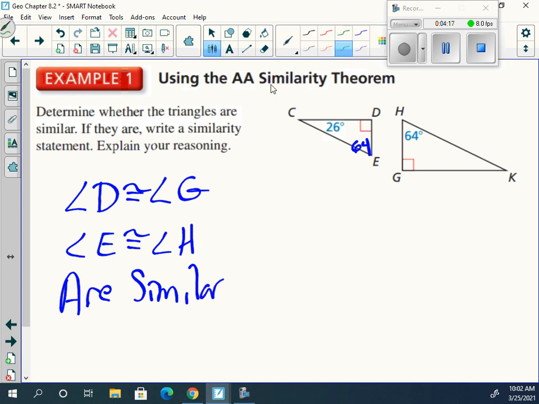Now, it did ask us to write a similarity statement. And our similarity statements are going to be the exact same as our congruency statements, and it's been a while since we've done a congruency statement or a similarity statement. But when we do either one of these, it has to follow the same path. CDE.